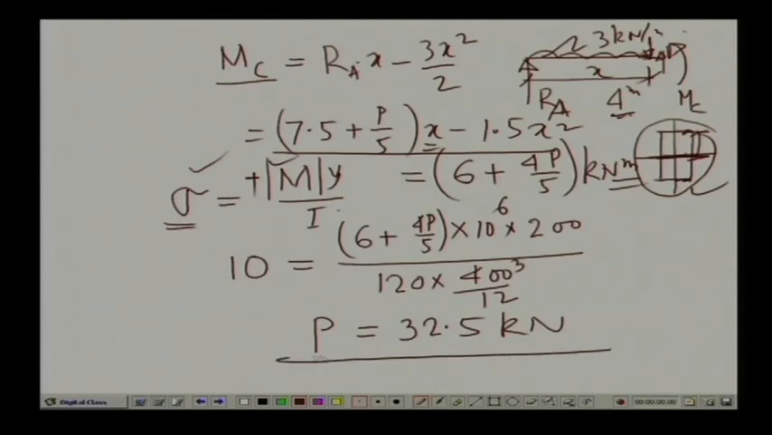So, this is the largest value of P that we can apply so that the level of stress is within 10 megapascal. It does not exceed the value of 10 megapascal if we limit ourselves to 32.5 kilonewton load.